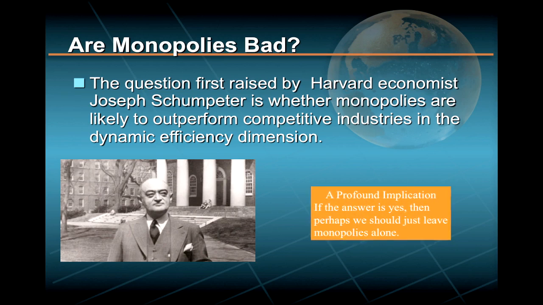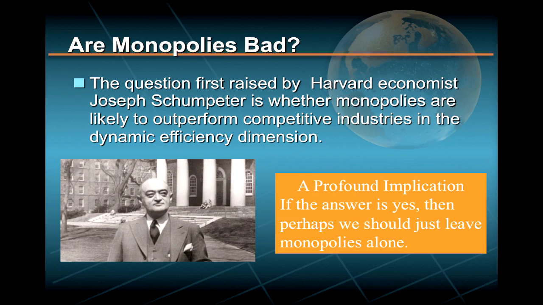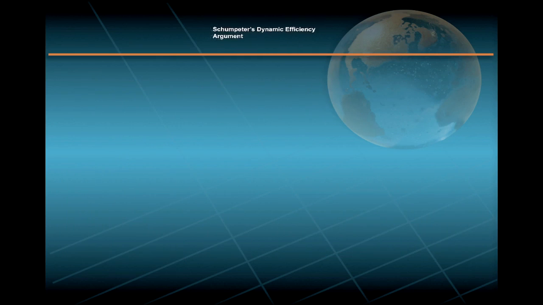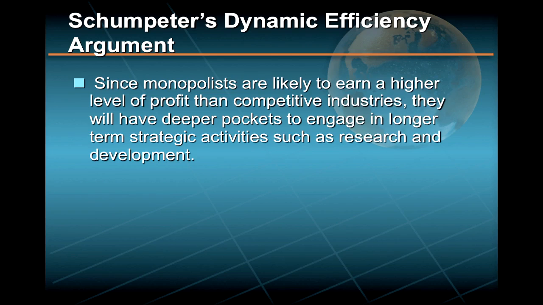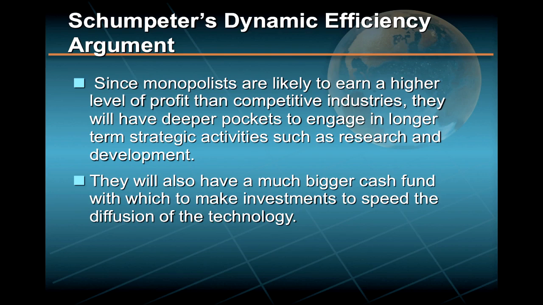The implication is profound. If the answer is yes, then perhaps we should just leave monopolies alone. But how would Joseph Schumpeter's argument work? Well, since monopolists are likely to earn a much higher level of economic profit than competitive industries, they will have much deeper pockets to engage in longer-term strategic activities such as research and development. At the same time, they will also have a much bigger cash fund with which to make investments to speed the diffusion of the technology.